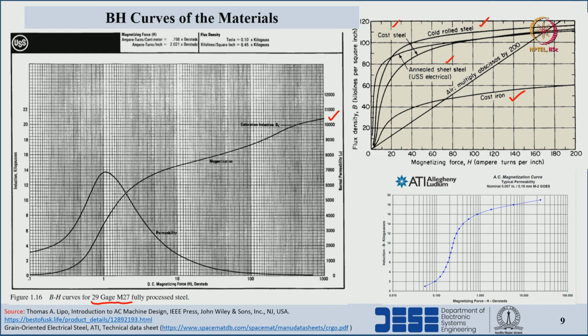Based upon the value of B top, we are getting 60 kilolines per square inch. If we consider it is cast steel, then according to that we have to consider the H value for the top portion of the stator tooth, the bottom portion, and the middle portion of the stator tooth. That means H top, H middle and H root. These three values we have to calculate based upon the BH curves of the material.